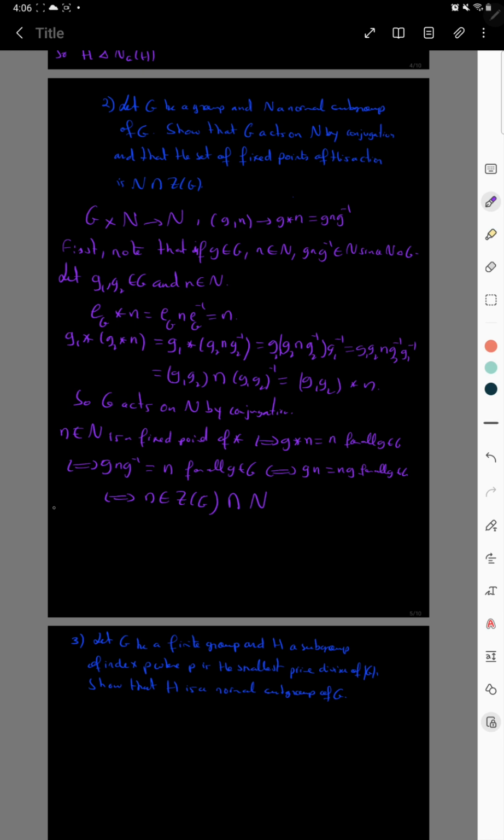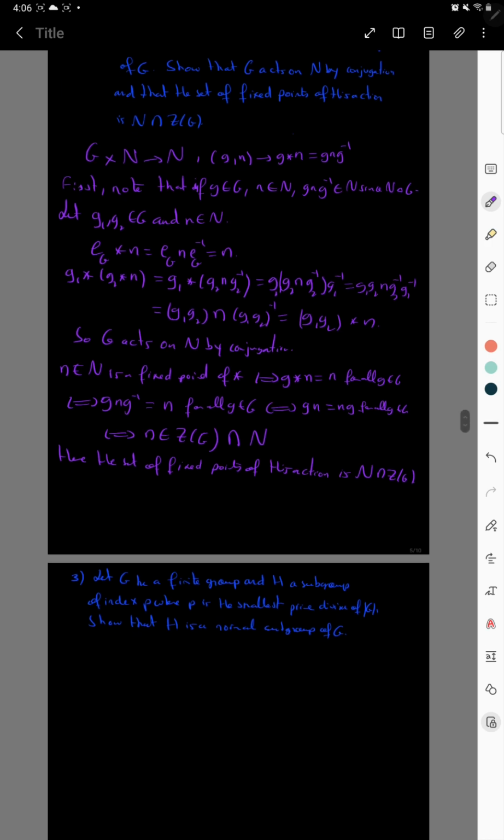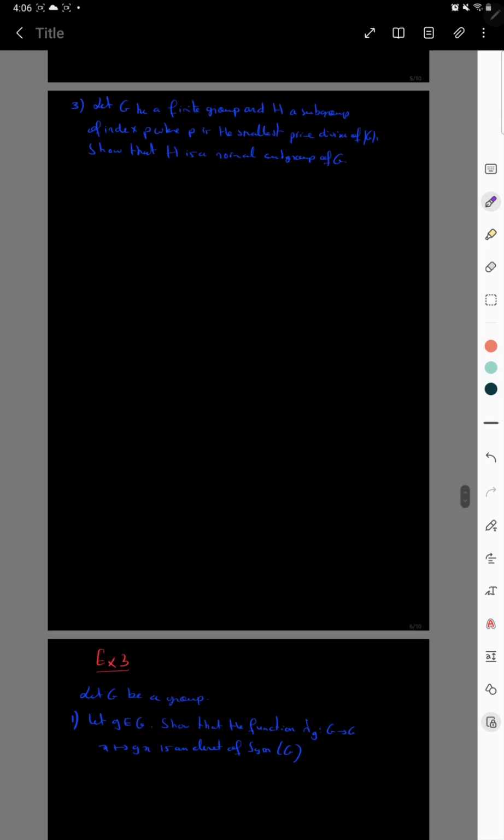Okay. Hence, the set of fixed points of this action is N intersection Z(G). Okay, let's move on now to the third question in group action.